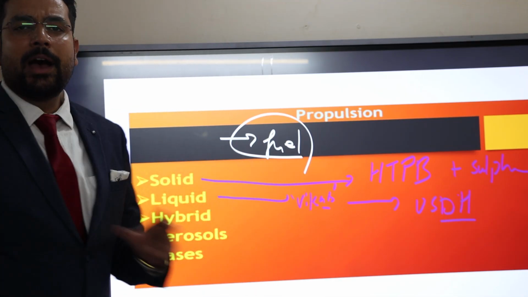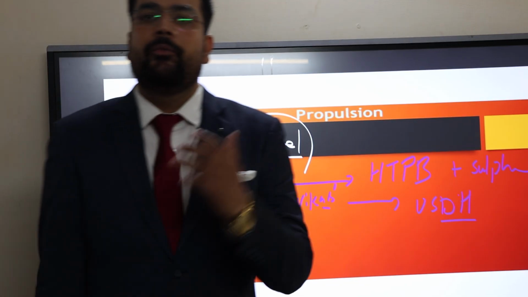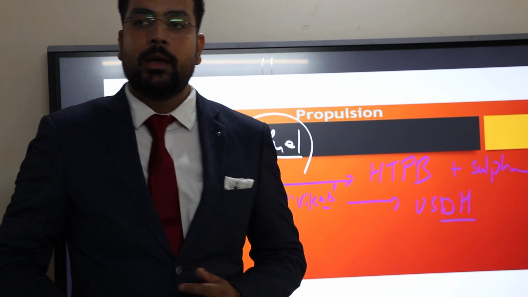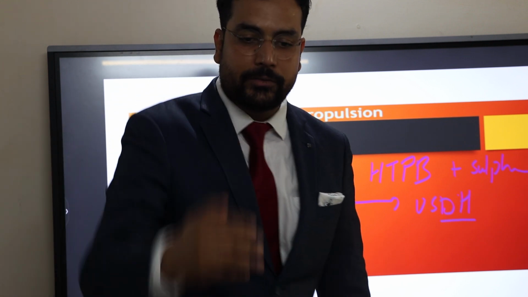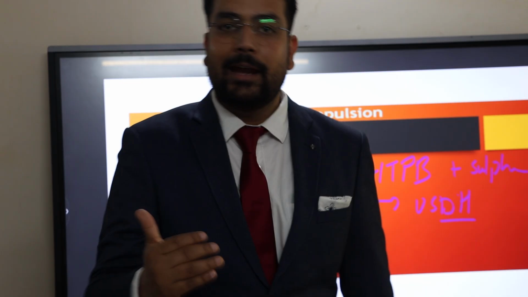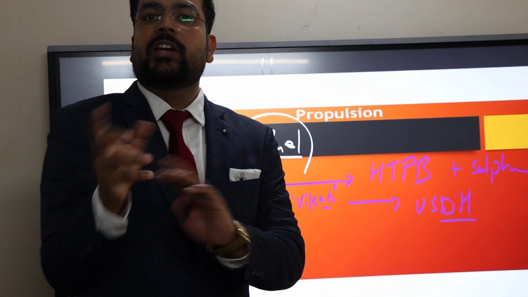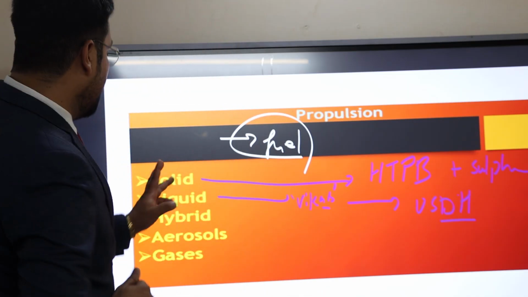Third one is hybrid. Hybrid is basically a kind of model where we are utilizing two or more stages of fuel. Let's say, for example, in the first stage we use solid, and then in the second stage we use liquid fuel. Such a model can be identified as a hybrid model.